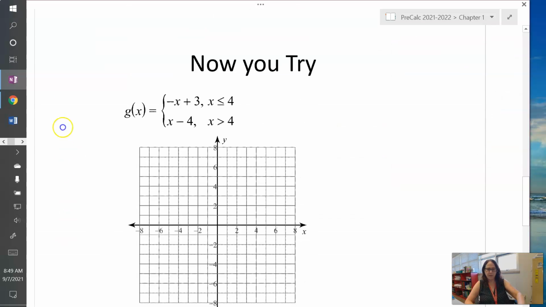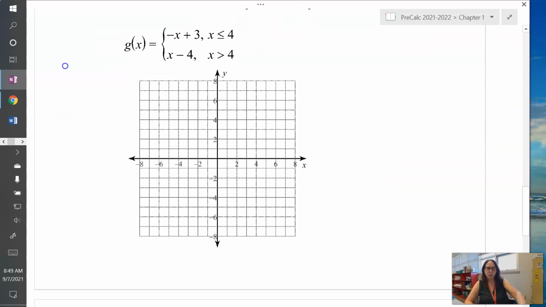Okay. Now you try this one. What I want you to do is graph this on your own, and pause your video while you do that. And then when you come back, you can compare your graph to mine. So pause your video now.